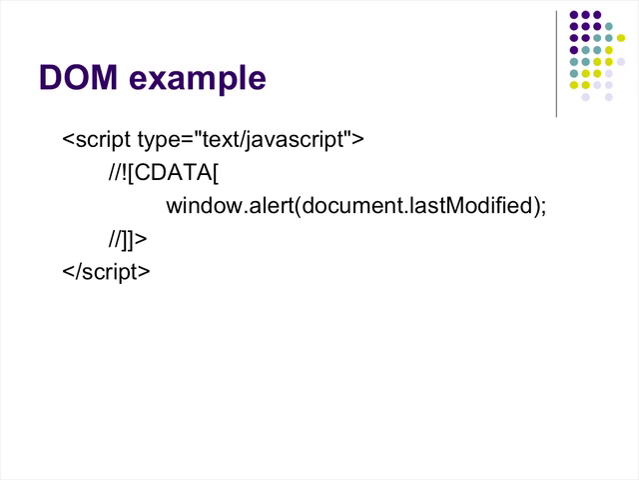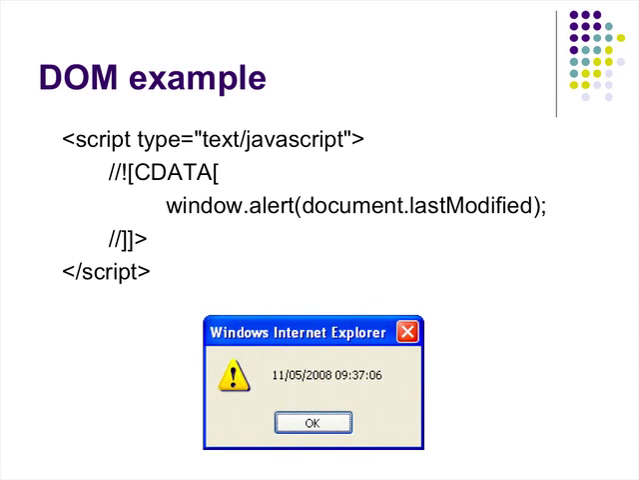So here I've got a small script block, so don't forget this could go anywhere inside your web page, except that since it's displaying something, probably we'll put it inside the body. And we're saying window.alert. So in other words, we're invoking, to use the proper terminology, we're invoking or calling the alert method of the window object, and we're asking it to display the last modified property of the document. And what that will do, because it's an alert, it'll pop up a window telling us the last modified date and time.